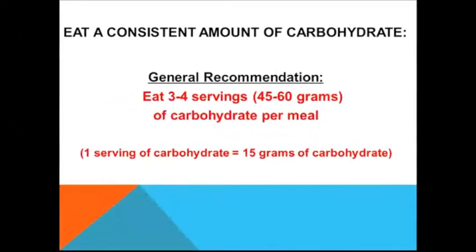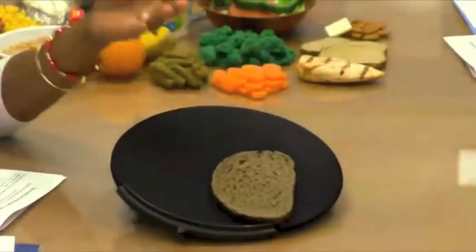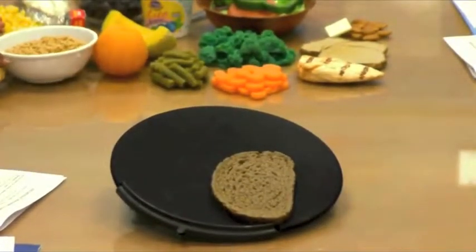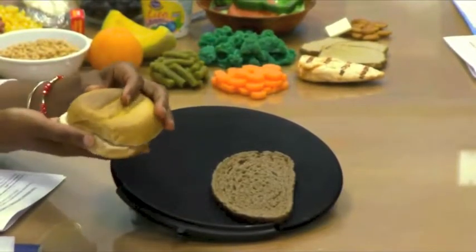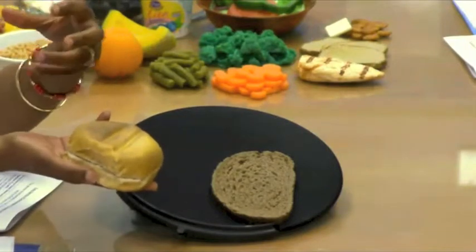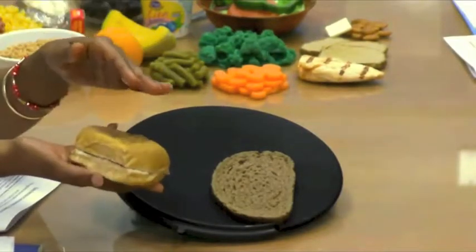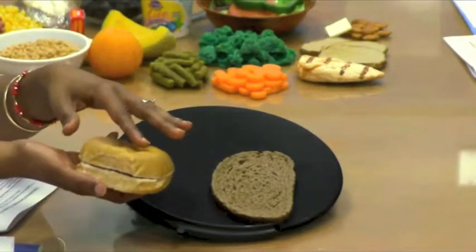3 to 4 servings is the same thing as eating 45 to 60 grams of carbohydrate for each meal. And we start out very simply with breads. So 1 slice of bread, and I have a nice whole grain piece of bread here. It's 1 serving. Next I have a standard hamburger bun. Again, white or wheat, that doesn't change the serving size. It's just that if I did have this bun in wheat, it wouldn't raise the blood sugar quite as high as this white one is.